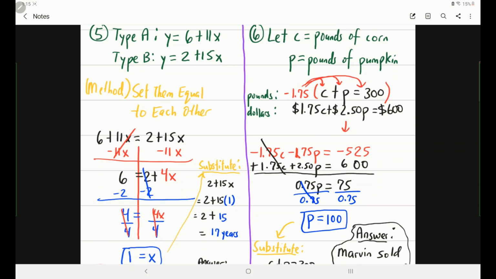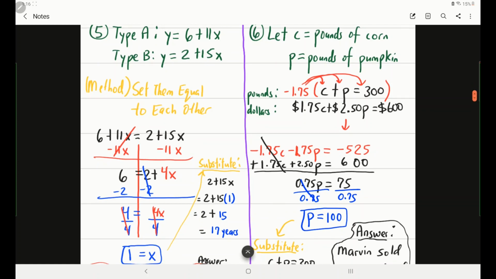I know that would go at the top because the problem says Marvin's farm sold a total of 300 pounds. And if you look on the top, we're comparing the number of pounds. On the bottom equation, notice next to dollars, I even put a dollar sign to kind of help you out. And know that those numbers for dollars have to come on the bottom equation where it says dollars.